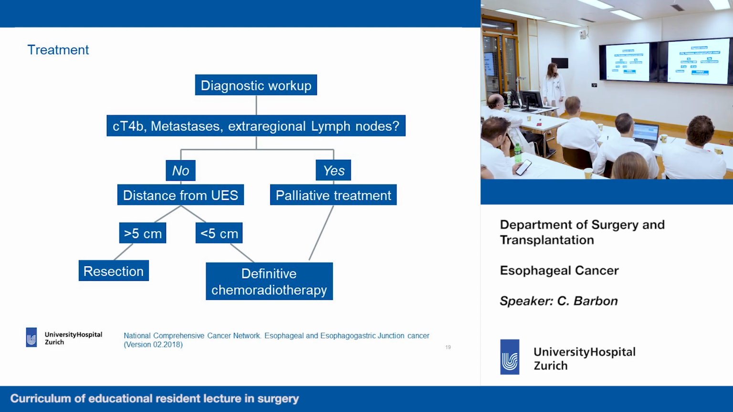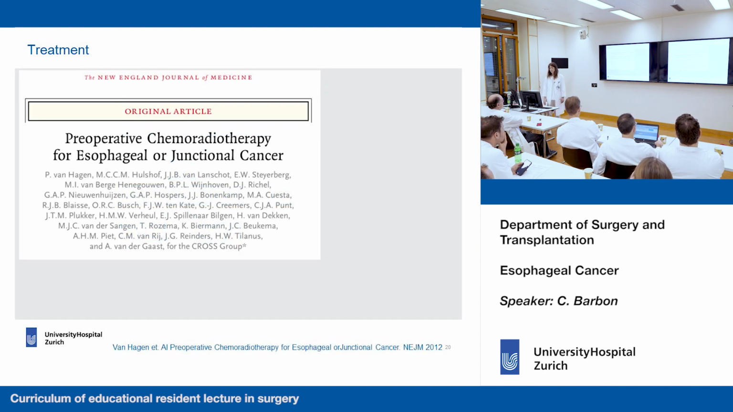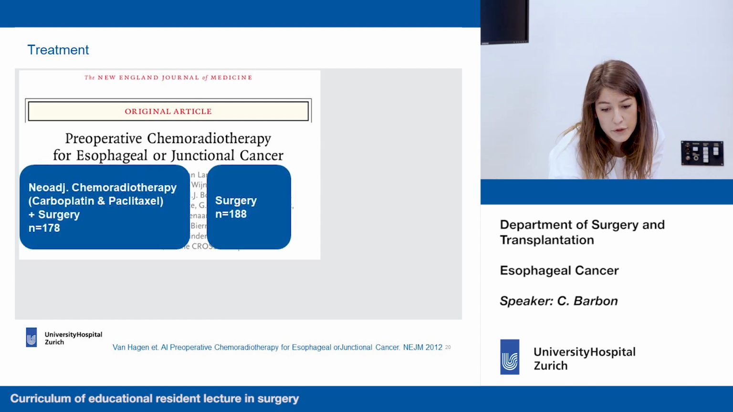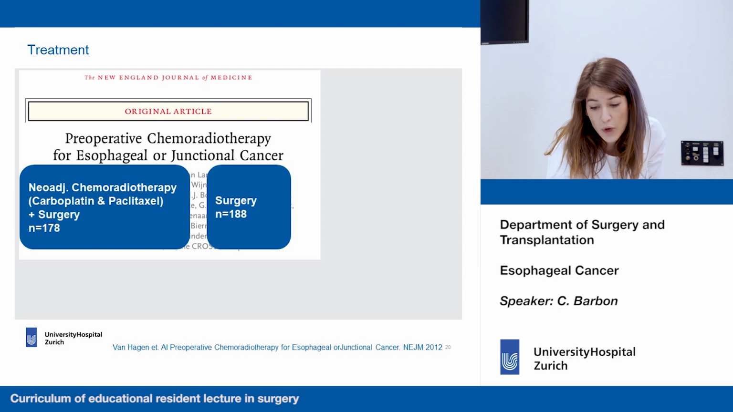Surgery, but not only. What is also important for esophageal cancer is neoadjuvant chemoradiotherapy. And why is this so? This is a study performed in 2012, the CROSS trial, a randomized controlled trial designed to show the role of preoperative chemoradiotherapy. There were two main groups. One group had 178 patients in which neoadjuvant chemoradiotherapy with carboplatin and paclitaxel was given for 5 weeks together with radiotherapy, and the other group comprised 188 patients who only underwent surgery.